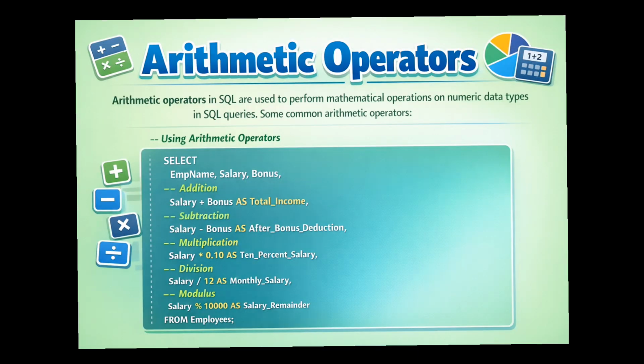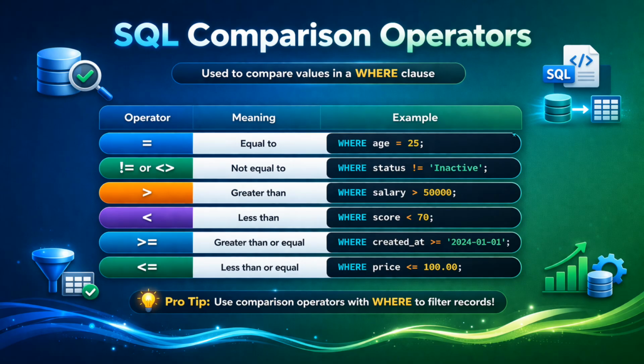Arithmetic operators in SQL are used to perform mathematical operations on numeric data. Let's see how we use them in a real query. We select employee name, salary, and bonus. Using addition, we calculate total income as salary plus bonus. With subtraction, we find salary after bonus deduction. Multiplication helps calculate 10% of salary. Division gives monthly salary by dividing by 12, and modulus finds the remainder of salary, all in one powerful SQL query.